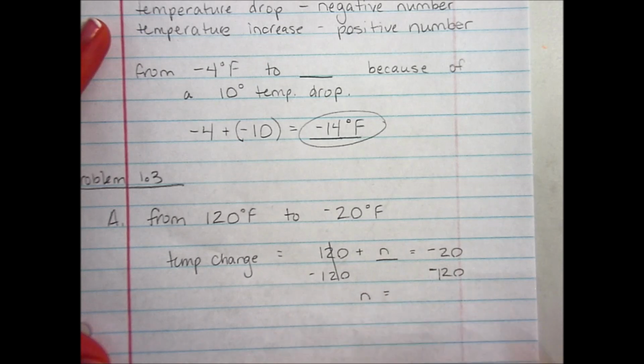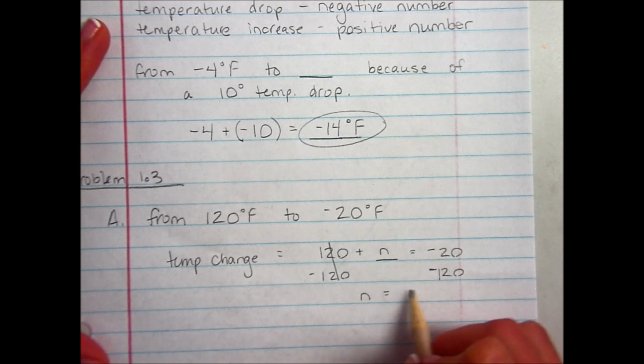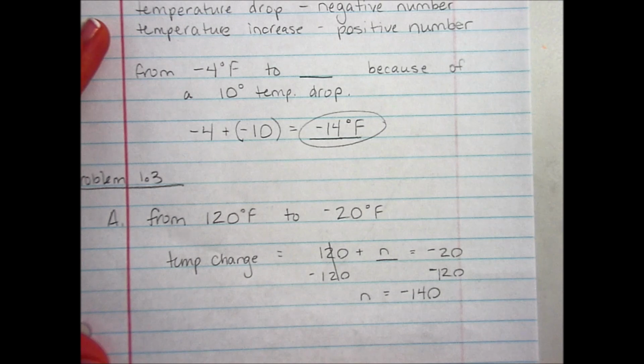Wouldn't you add 20? Well, basically what we're going to do here is add these two negatives together when that happens. All right, so we get a negative 140.